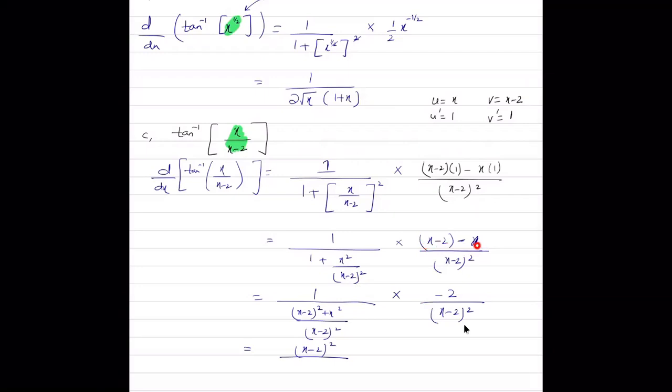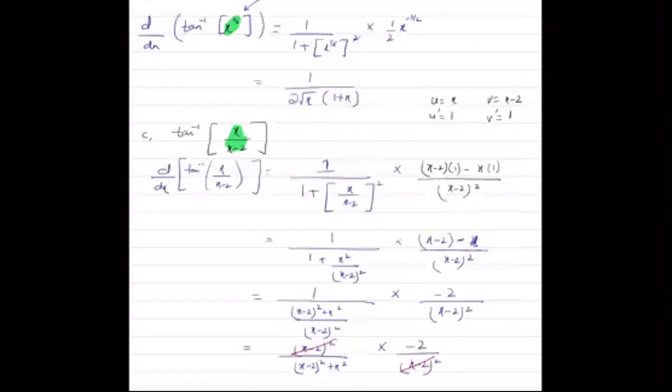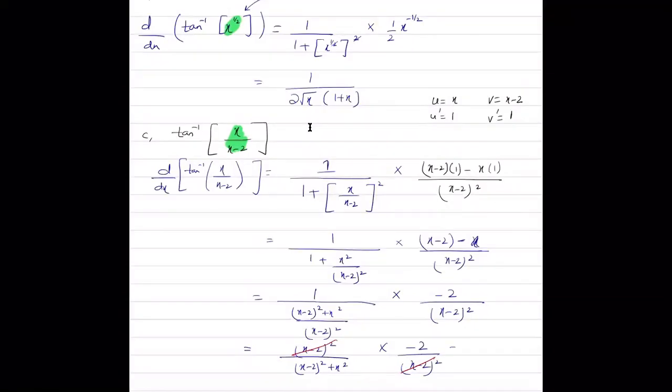Oh, if x and x are going to be cancelled out, minus 2 is going to be left. Yeah. So x minus 2 the whole thing square upon x minus 2 the whole thing square plus x square times negative 2 upon x minus 2 the whole thing square. I can simplify this and this, and the end result will come out to be minus 2 over x minus 2 the whole thing square. If you want, you can expand on this using the identity. This is going to be x square minus 4x plus 4, and then you have plus x square.